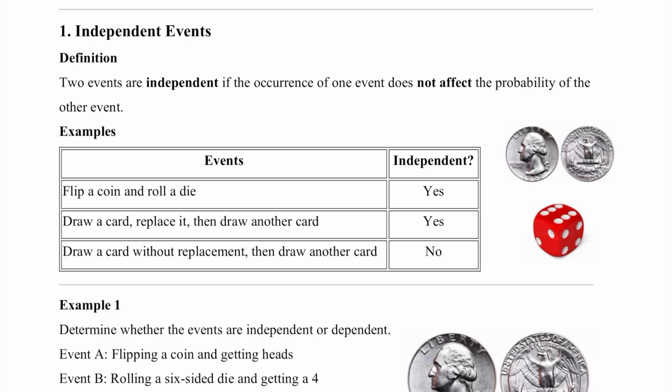However, if you draw a card and do not replace it, the second draw depends on what happened during the first draw. In that case, the events are dependent. Be careful here. Students often focus on whether the events seem similar. That's not what determines independence. The question is, does the first event change the probability of the second event? If the answer is yes, the events are dependent. If the answer is no, they are independent.